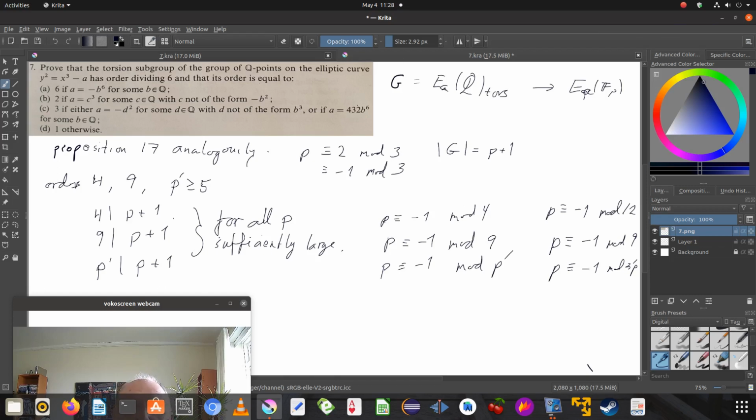mimicking the proof of proposition 17 was the easy part, surprisingly easy, and we just need to do all the hard work. The hard work is actually this, and I shall do that some other day.